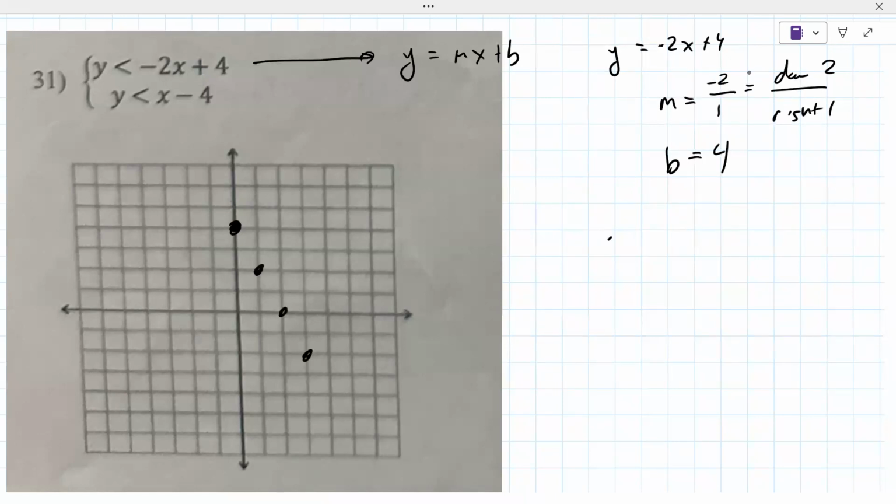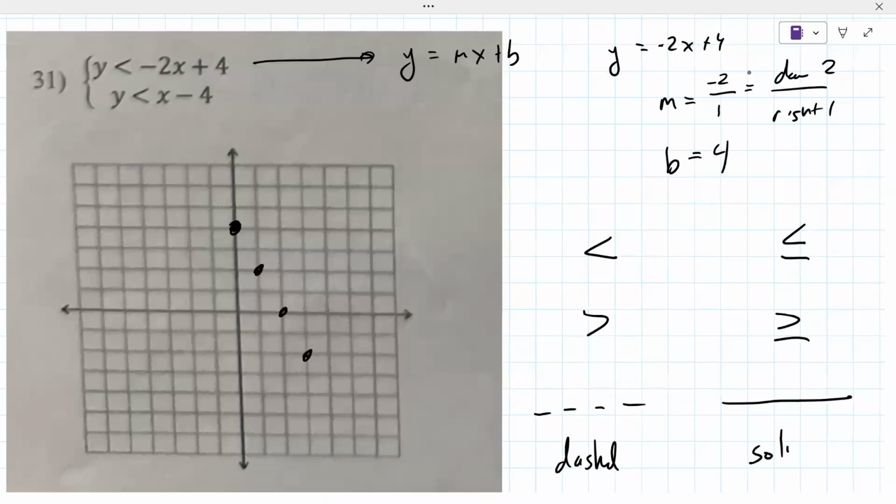Now, whenever it's this symbol or this symbol, it's a dashed line. Whenever it's this one or this one, it's solid. So which one is it in this problem? Dashed.